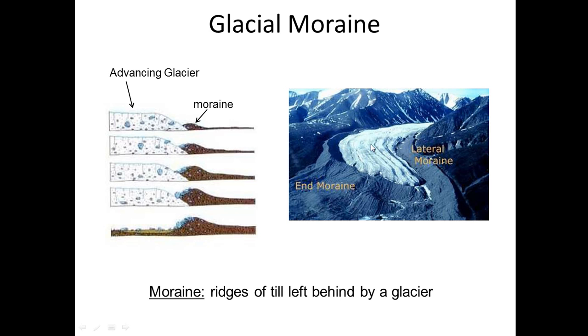If we look at the picture here on the right, we see that we get end moraines, moraines that are in the front end of the glacier, but we also get what we call lateral moraines. Lateral moraines are moraines that form on the sides of the glacier, but they are still a ridge of till that's left behind.